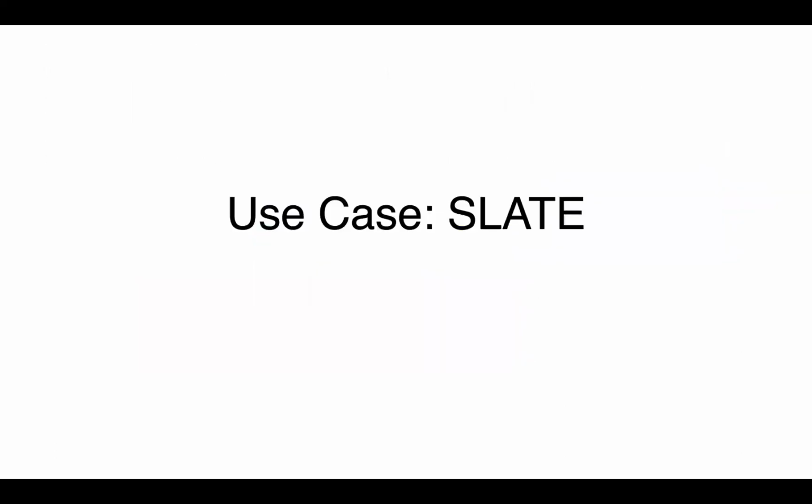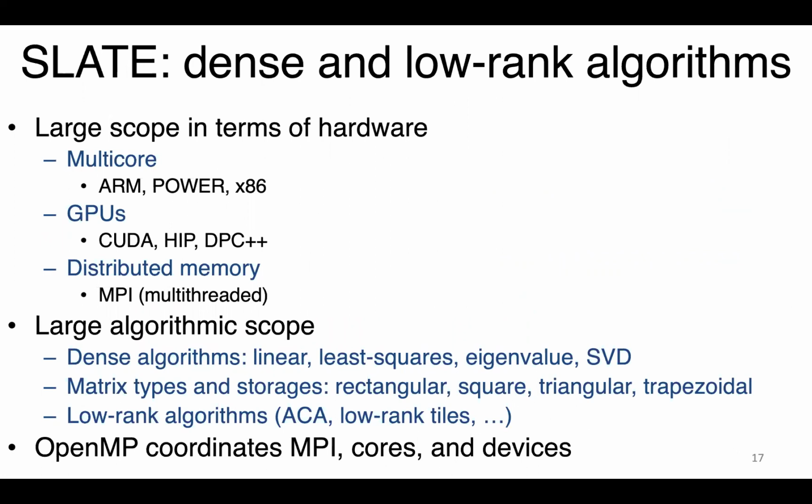So let me just move finally to the last library in my presentation, which is Slate. And Slate, as I mentioned, combines a lot of things from the previous three libraries, and it targets a lot of hardware platforms that the other libraries target. But in addition to those, so in addition to the multi-core processors and the GPU accelerators, it also targets distributed memory. So it has to use some sort of a library. In our case, for portability, we use MPI in a multi-threaded mode to communicate between the nodes.